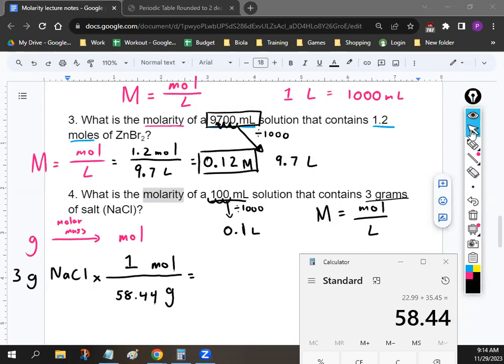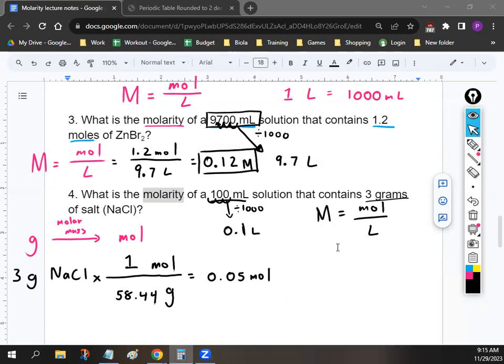Okay, I'll pause right there because I know that was a bunch of steps. Do you guys have any questions on any of those steps? Molar mass, fraction? All right, so to find moles, we just need to do 3 divided by 58.44, and that'll give us an answer of 0.05 moles, and you can just leave it there. And now we can finally plug everything into this equation, and we're all done.